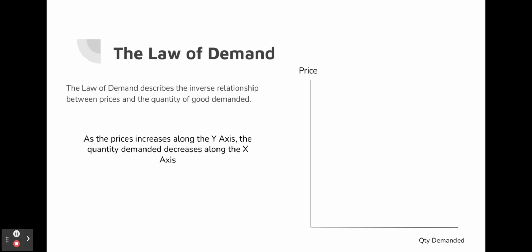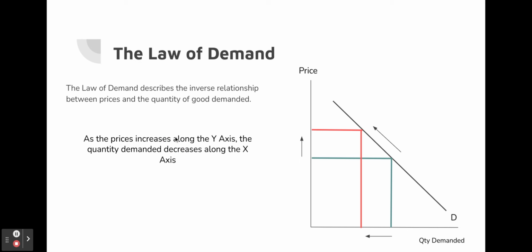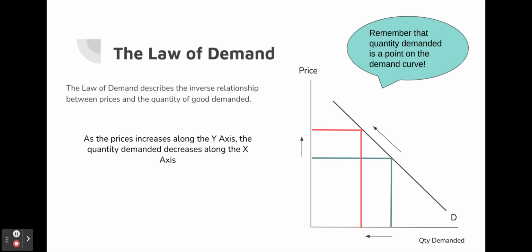We show this relationship using a two-axis graph with the price on the y-axis and the quantity demanded on the x-axis. This results in a curve, even though it is a straight line here, labeled D, that slopes down and to the right. As you can see, as the price increases along the y-axis, the quantity demanded decreases along the x-axis. The quantity supplied at the lower price is represented by the green line, and the higher price by the red. This intersection of the price and quantity demanded is always a point on the demand curve.